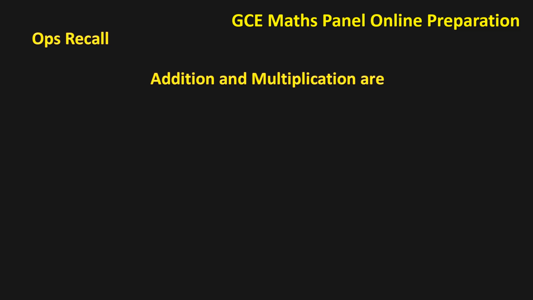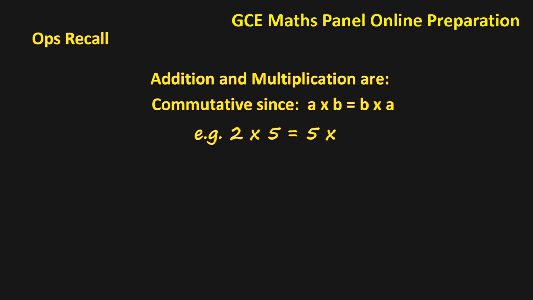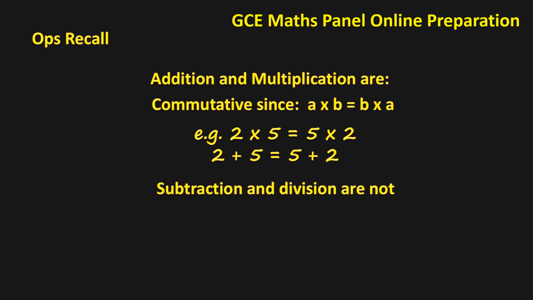Recall as well that addition and multiplication are commutative operations. Why? Because when you swap the positions of the numbers before and after the operation, the results remain the same. For example, A times B is the same as B times A. 2 times 5 is the same as 5 times 2, giving the same result, and it holds the same for addition. 2 plus 5 is the same as 5 plus 2; the results are the same. That's why we say these operations are commutative.